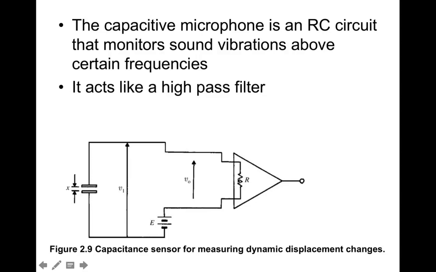You're coupling that with a resistor in the circuit, and so basically this is acting like a high-pass filter, meaning if your frequencies are high, you will get an output voltage. If your frequencies are low, you will not get an output voltage because all the voltage drop will be across the capacitor.